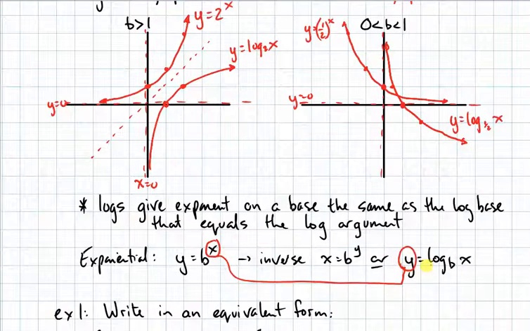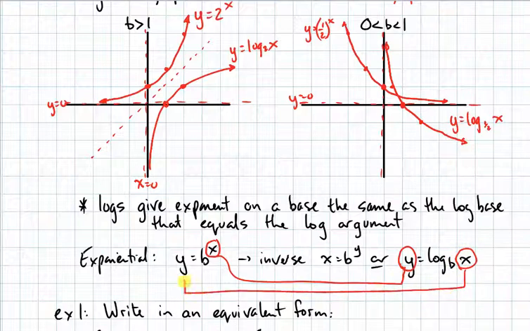The input is the output, right? And the thing that I put into the log is the result that I used to get with an exponential. That's the nature of an inverse. So keep that in mind, and if logs ever seem confusing, revert back to what you know about exponentials and then apply the inverse concept.